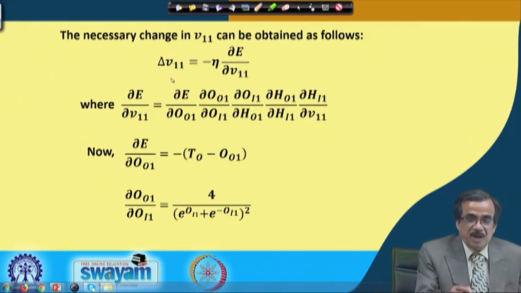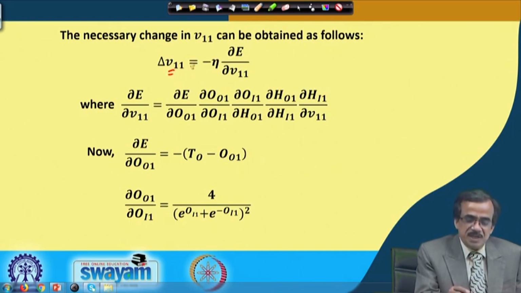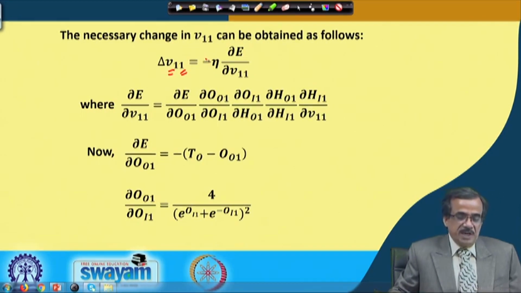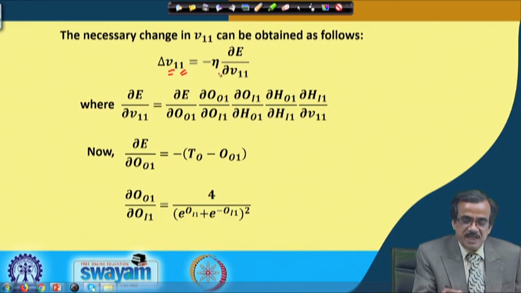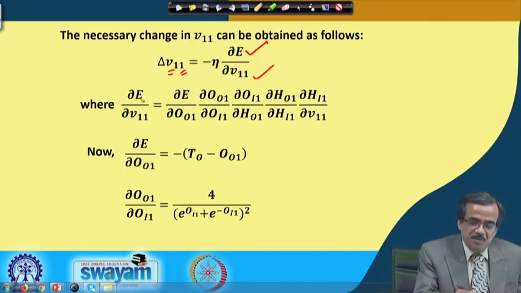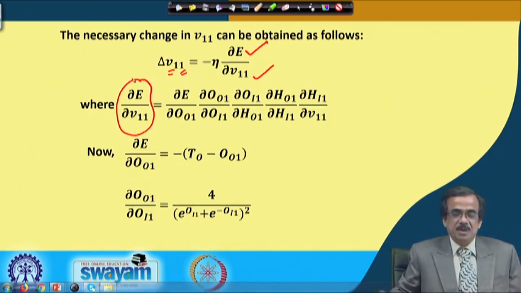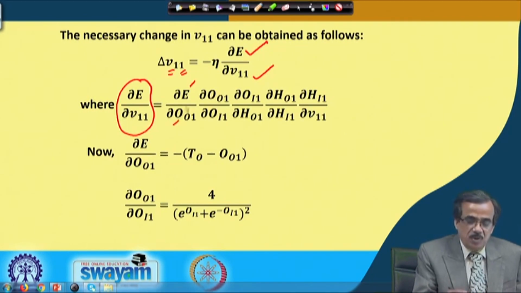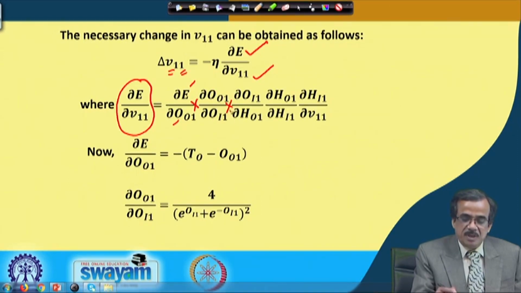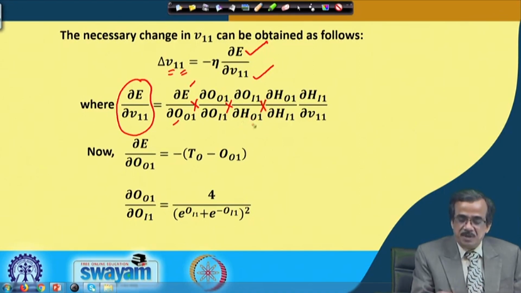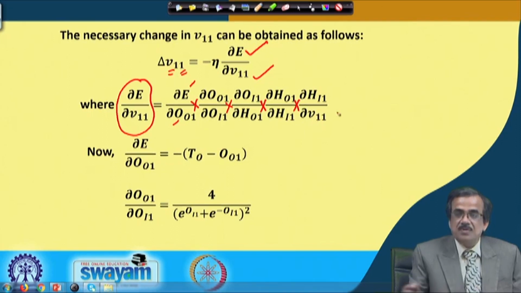This V11 is nothing but the connecting weight between the first neuron of the input layer and the first neuron of the hidden layer. So, delta V11 is nothing but minus eta times the partial derivative of E with respect to V11. The partial derivative of E with respect to V11 is the partial derivative of E with respect to O_O1, multiplied by the partial derivative of O_O1 with respect to O_I1, then the partial derivative of O_I1 with respect to H_O1, then the partial derivative of H_O1 with respect to H_I1, then the partial derivative of H_I1 with respect to V11.